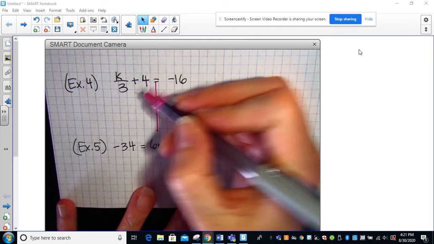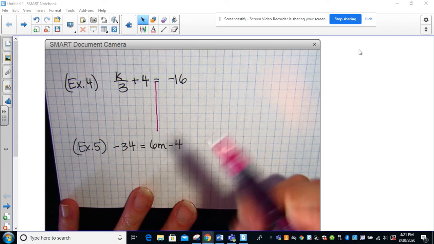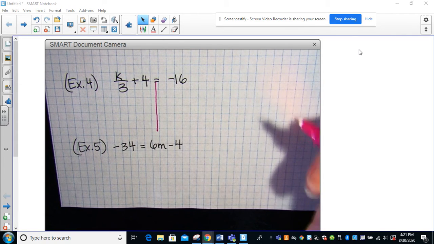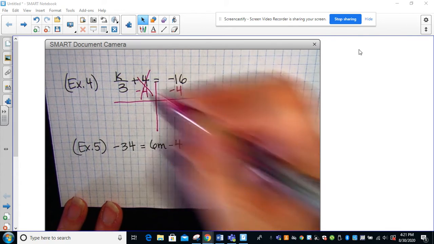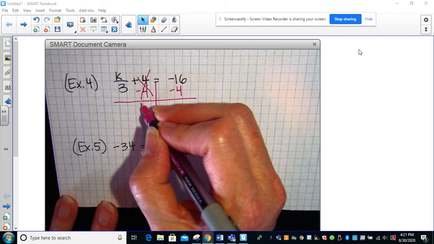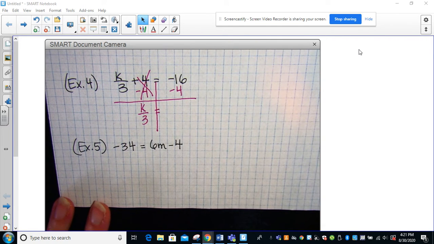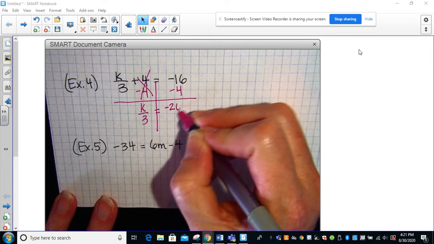Okay. Here we're going to get rid of the 4 first because the 3 is the closest to the k. So to get rid of 4, the inverse operation of plus 4 would be a minus 4 on both sides. So that eliminates that. So we're going to bring this down. K divided by 3 equals, and since both of these are negative, we're going to add them together and keep the sign. Negative 16 and another negative 4 would be a negative 20.